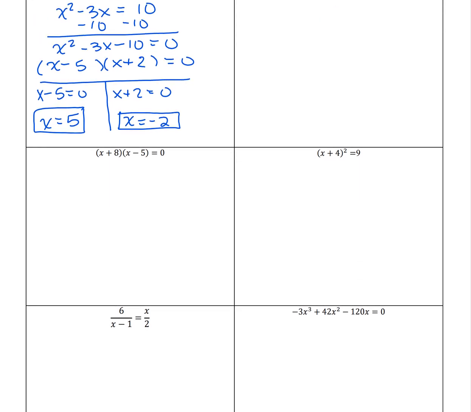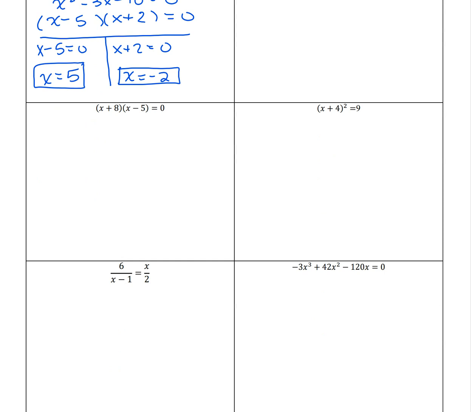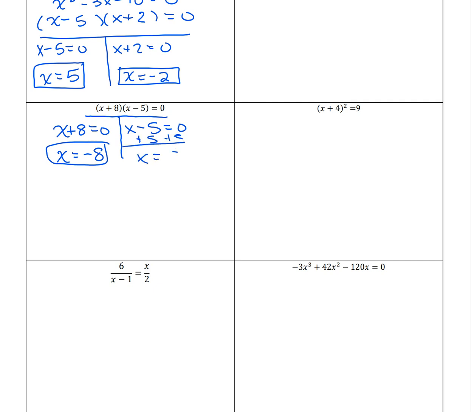I'm going to skip that one. Now, when I look at this one right here, I have it set equal to 0. So that's the key part that I see is 0 here. So I don't have to double distribute this side. This side is already factored. So I'm going to tee it off and set each factor equal to 0. So from here, when I subtract the 8 over, I get x equals negative 8. On this side, when I add the 5 over, I get x equals 5.